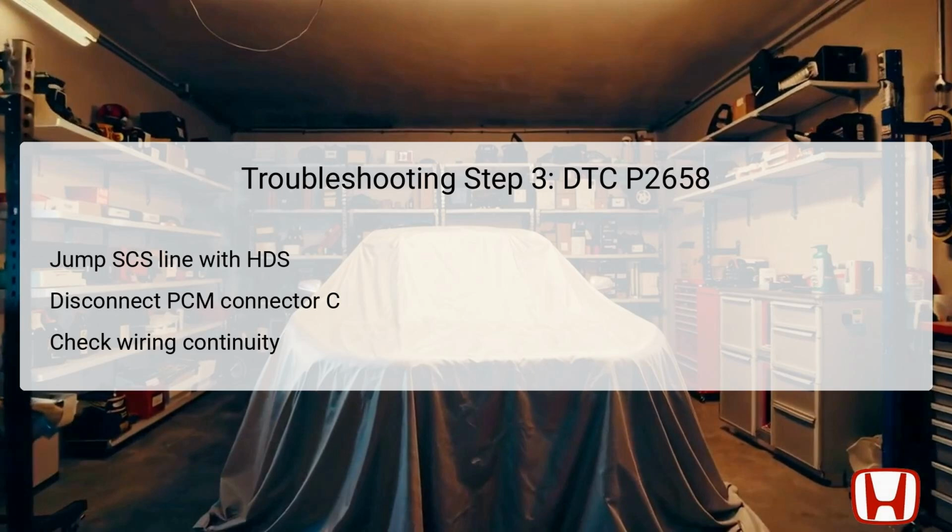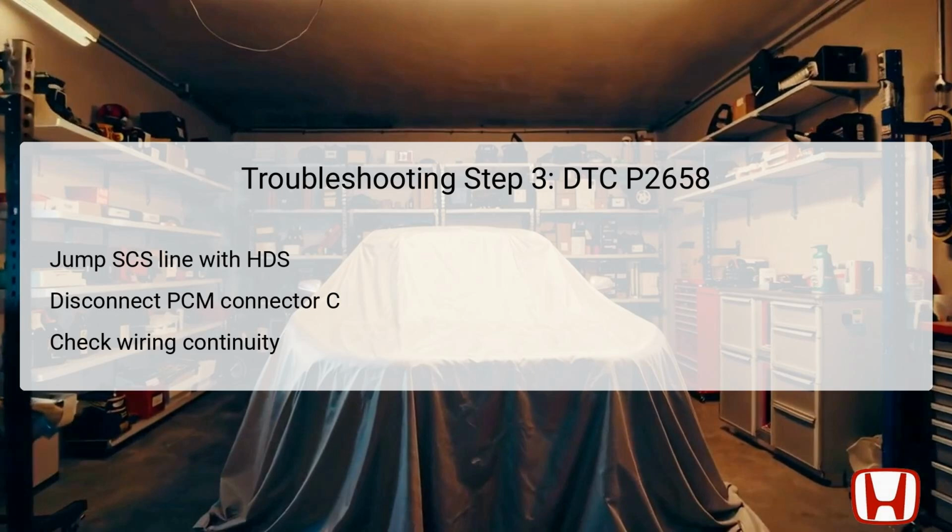Once this is done, the PCM connector C, which has 51 pins, 51P, should be disconnected. This action is crucial as it isolates the PCM from other systems in the vehicle, enabling a focused test on the wiring between the solenoid and the PCM.